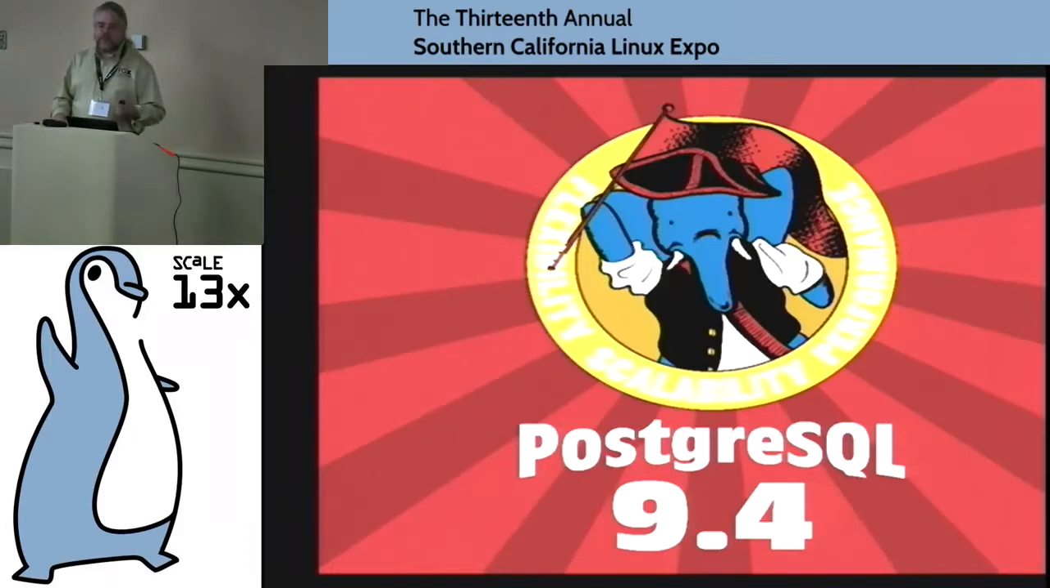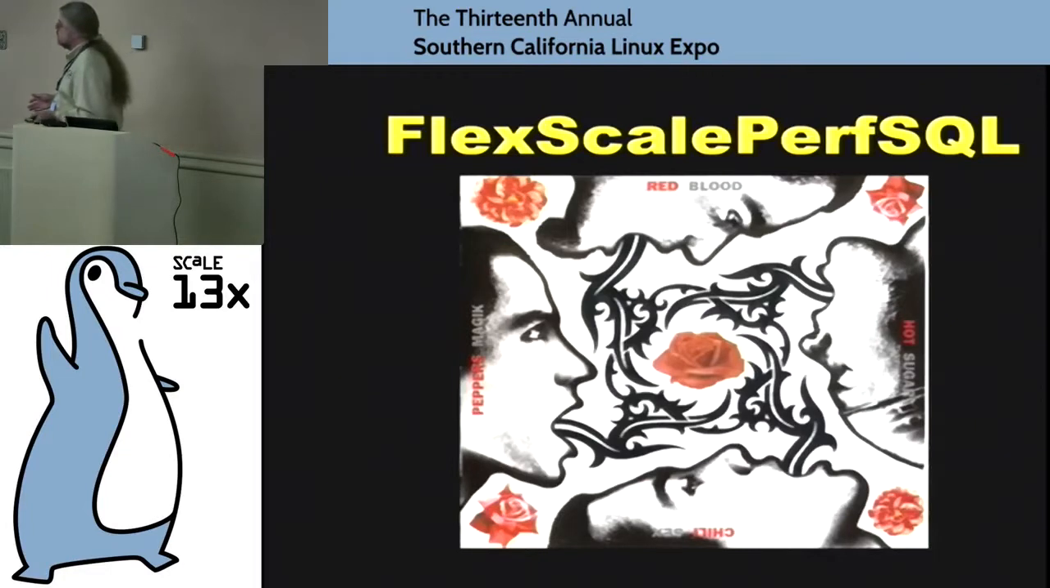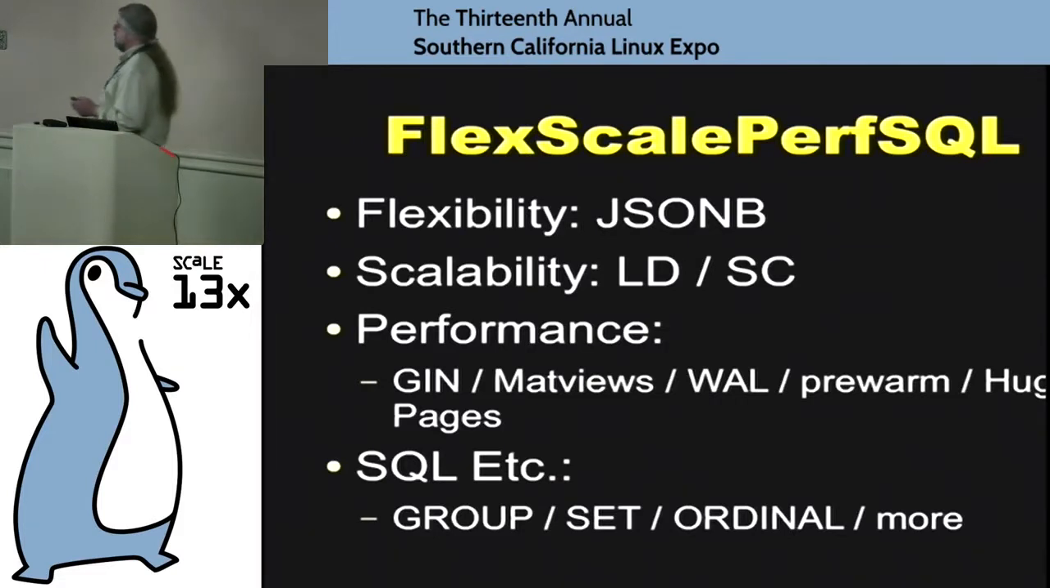But flexibility, scalability, performance kind of talks about what I'm going to cover. I'm going to cover a few other things. So for that reason, I actually call this talk FlexScalePerfSQL. And for anybody who's my age, you'll recognize that album cover otherwise. So FlexScalePerfSQL, and specifically, when I'm talking about flexibility, we're going to talk a little bit about JSONB. For scalability, we're going to talk about logical decoding, streaming changesets, etc. I'm going to talk about a bunch of performance features, and then a bunch of SQL features for you SQL geeks in here. How many people would consider themselves an SQL geek? How many people here don't like SQL but are forced to use it extensively on the job?